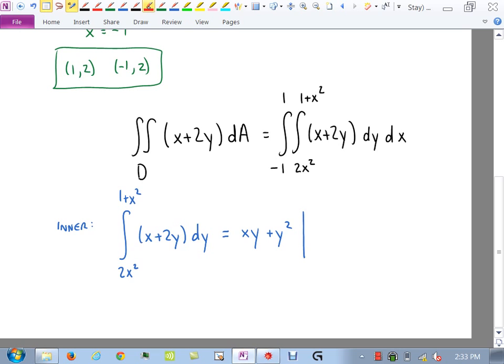The limits are 2x squared and 1 plus x squared, but what's going to be replaced with them? Y, because I integrated with respect to y, right? So y is going to be replaced with 2x squared, and y is going to be replaced with 1 plus x squared. Yes?